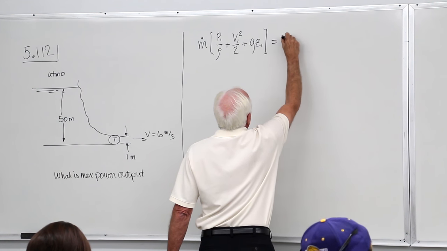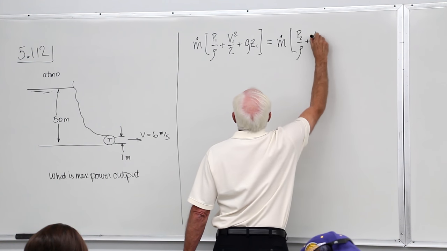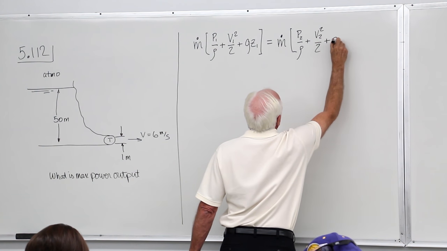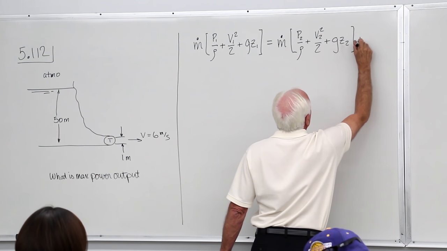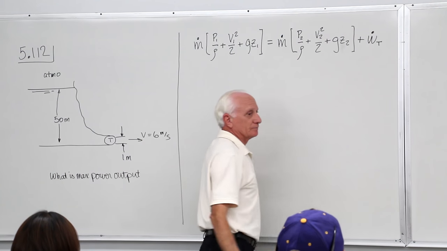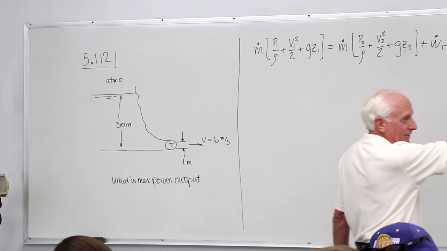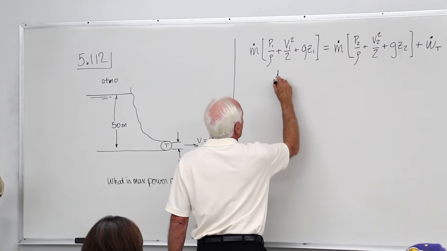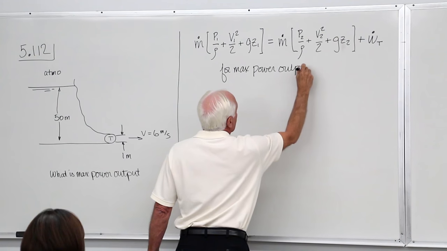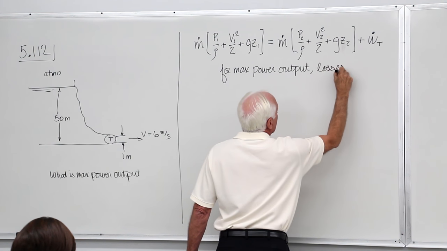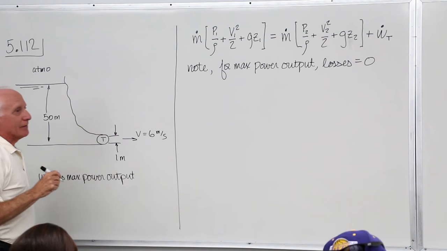Equal M dot, P2 over rho, plus V2 squared over 2, plus G Z2, plus W dot turbine. Through the turbine, leave it in. And of course, if somebody asks you for the maximum work output of the turbine, they mean the losses would be zero. So for max power output, losses would be equal to zero.